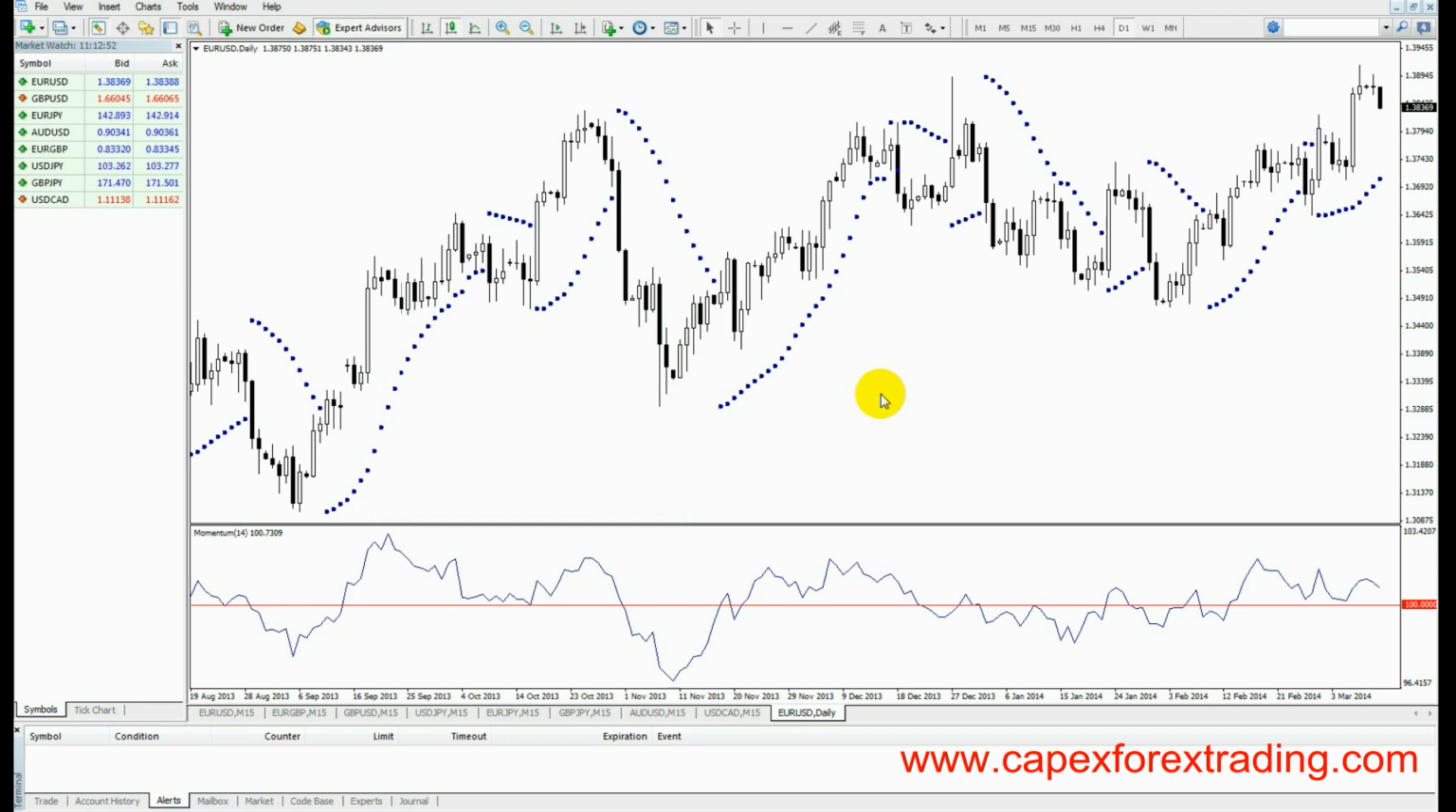In this lesson, we're going to focus on the parabolic SAR, and we're going to show you how it can be used to get into trends. Now, when you first upload the parabolic SAR, it will display in your price window. It won't display in a separate window like we have here. And when you do upload it, you will see these dots that look a little bit strange at first.